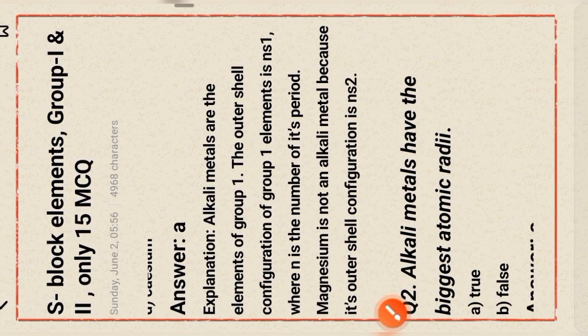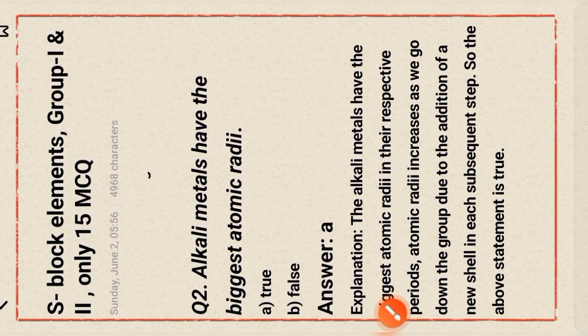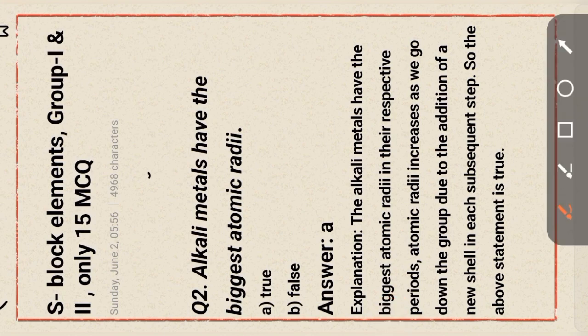Now question 2: alkali metals have the biggest atomic radii. This statement is true, because alkali metals have the biggest atomic radii in their respective period. Atomic radii increase as we go down the group due to the addition of a new shell in each subsequent period. So the statement is true.